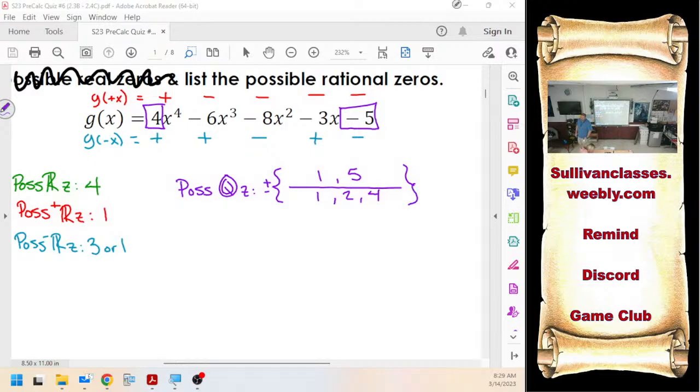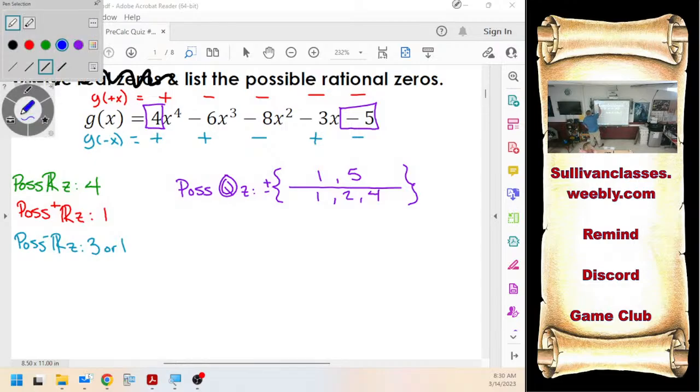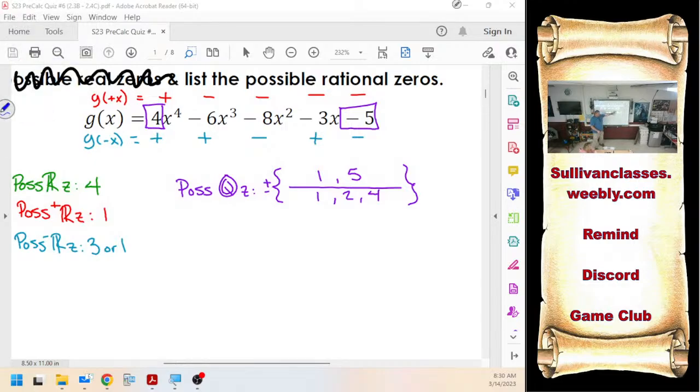Don't leave it like this. Every year I get kids who just try to leave it like this. You have to actually list them out. Because honestly, there are some kids who struggle to know what this means. They can write this, but then they don't know what to do afterwards.